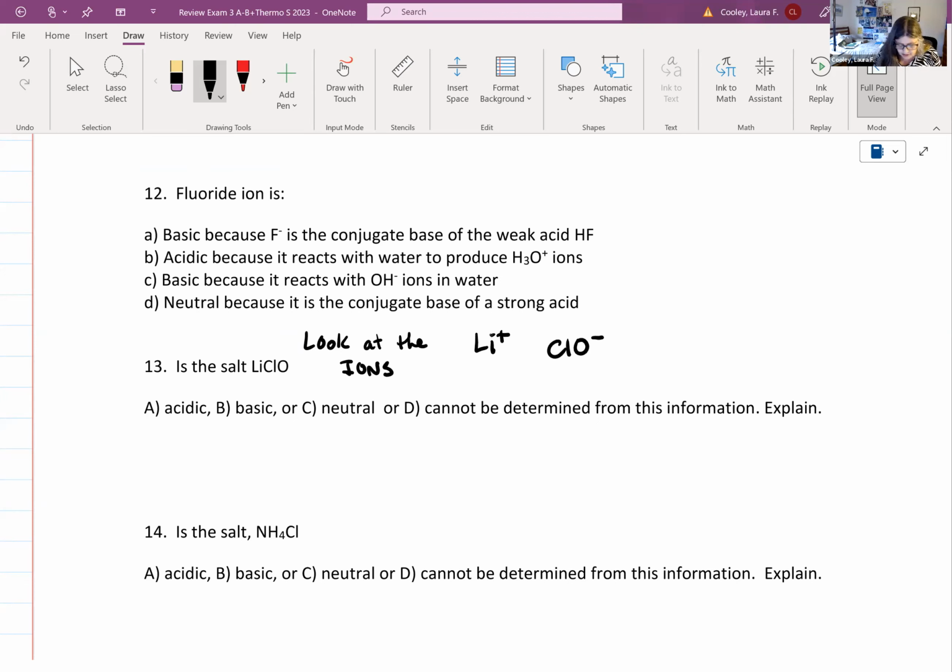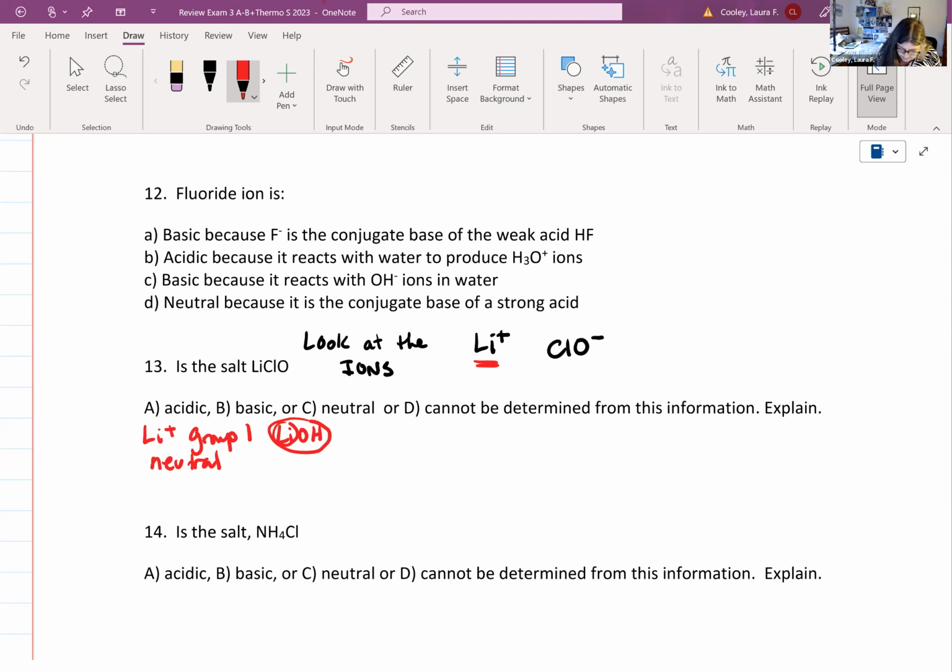Okay, so you already mentioned lithium. So lithium is in group 1. And it pairs with lithium hydroxide. Any cation that goes with a strong base is neutral. So group 1 is neutral, group 2 is neutral. You could just say group 1 and group 2, it's neutral. What about the ClO minus?